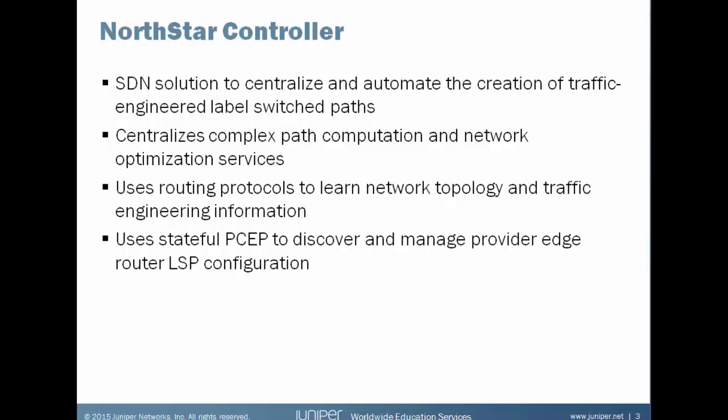It uses routing protocols, primarily BGP with the link state address family enabled, to learn your network topology, your destinations, and also traffic engineering information. It also uses the path computation element protocol to peer with your provider edge routers and learn of existing label switch paths, manage them, and also create new ones dynamically.